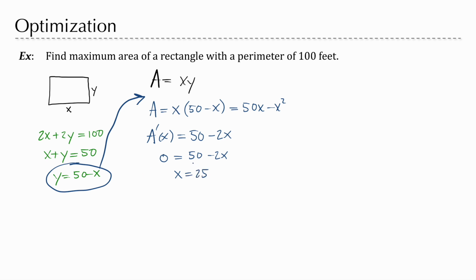Now, of course, just because we found our critical number doesn't guarantee it to be the answer. So as always, we're going to use our first derivative test, and we're going to check. Now, first off, these are measurements of a rectangle. They clearly need to be positive numbers.